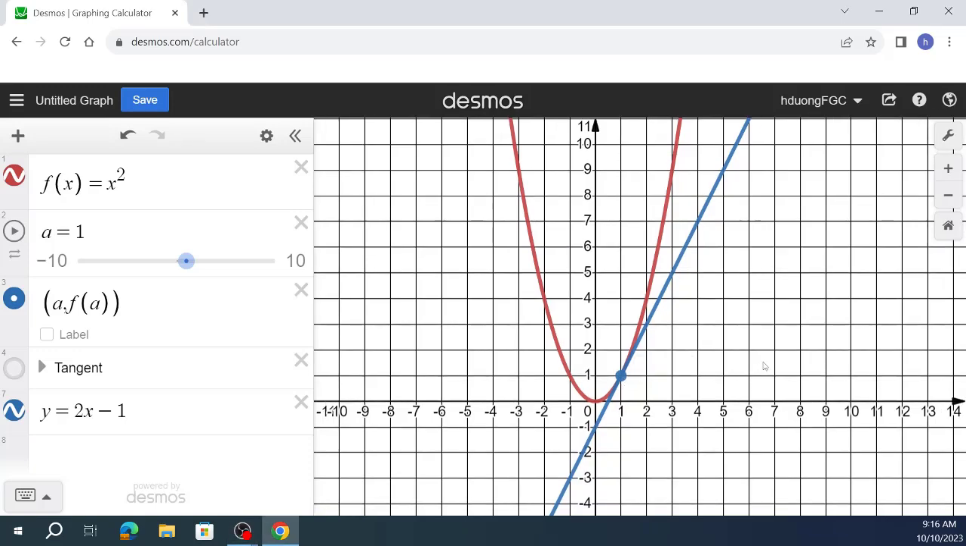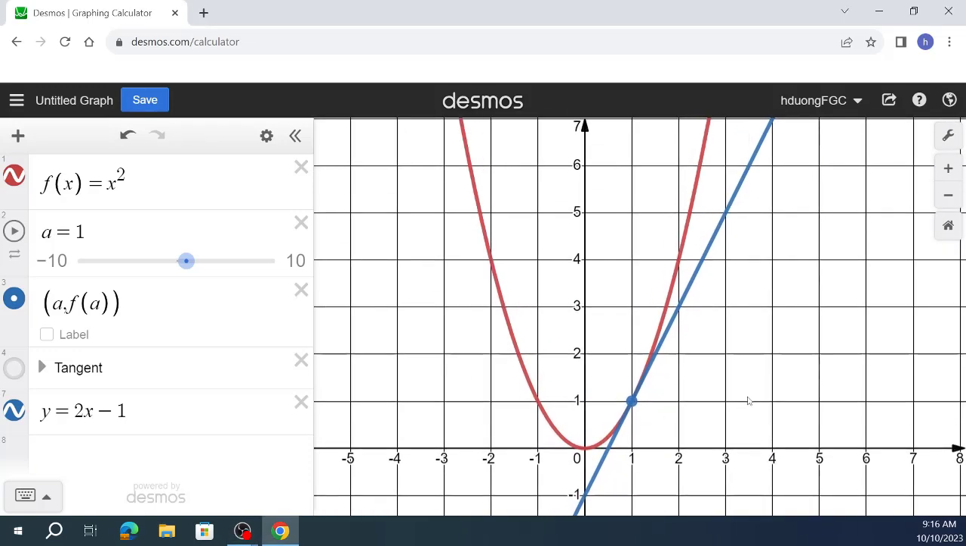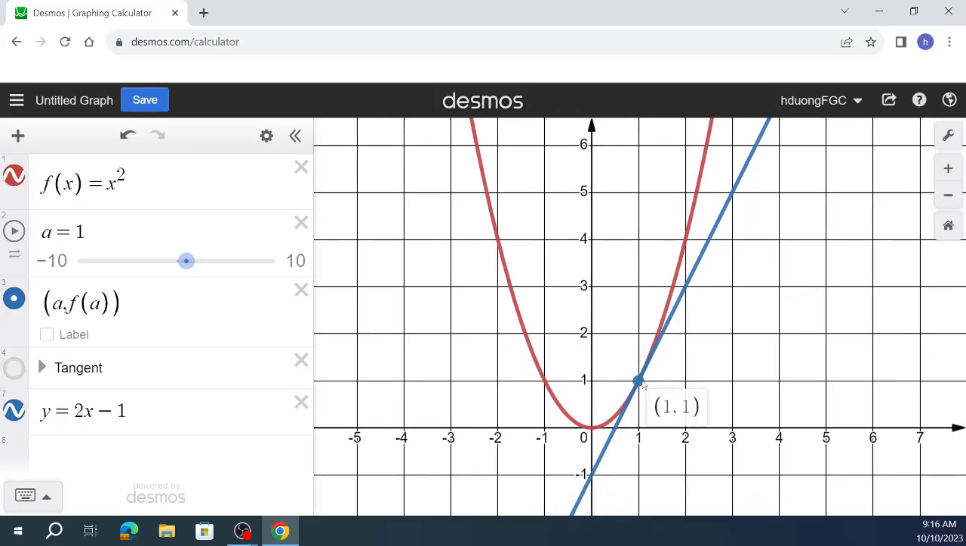Right, there's your point right here. Or I can even zoom it in a little bit, right? No matter how far it zooms, it's still going to just go tangential with that point right there. And so that's how we're done with that kind of problem.